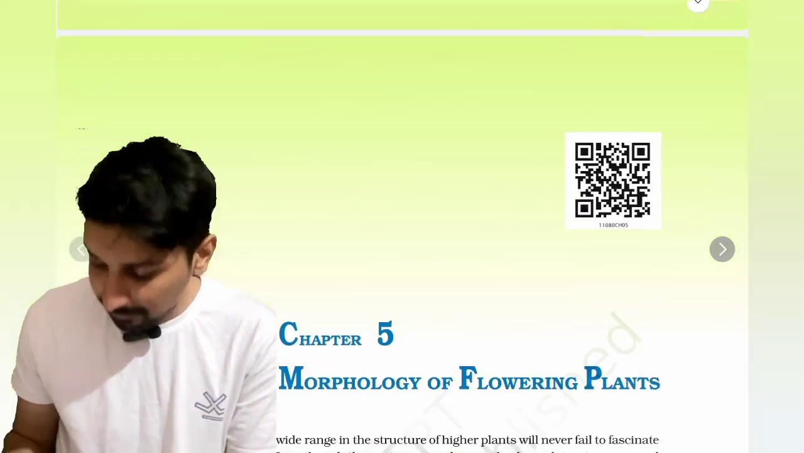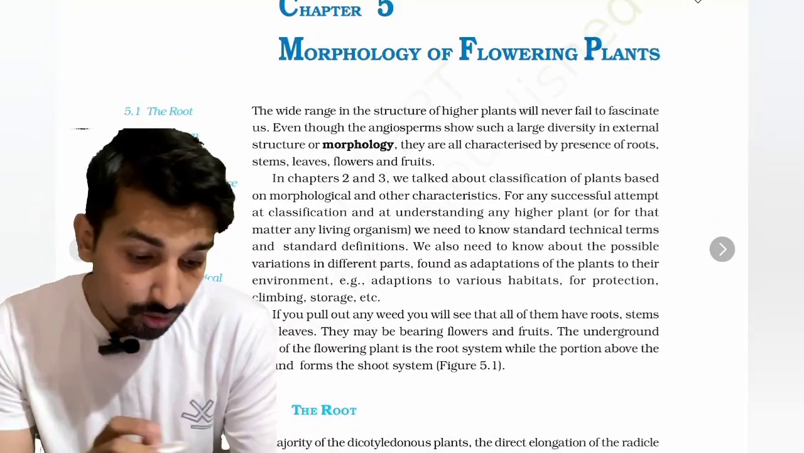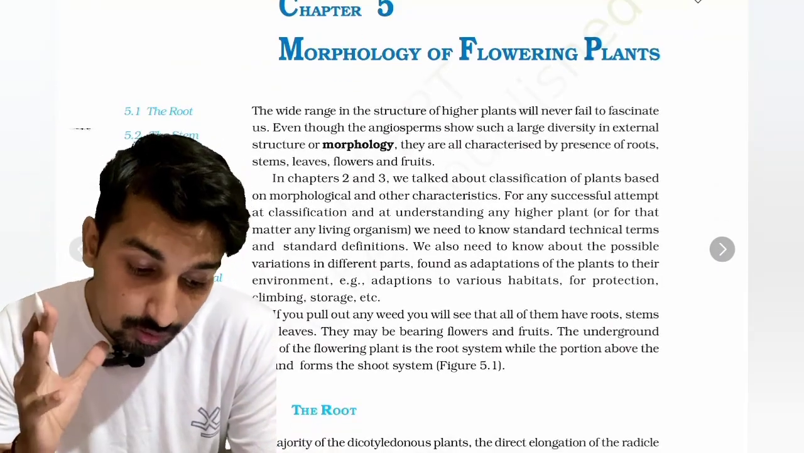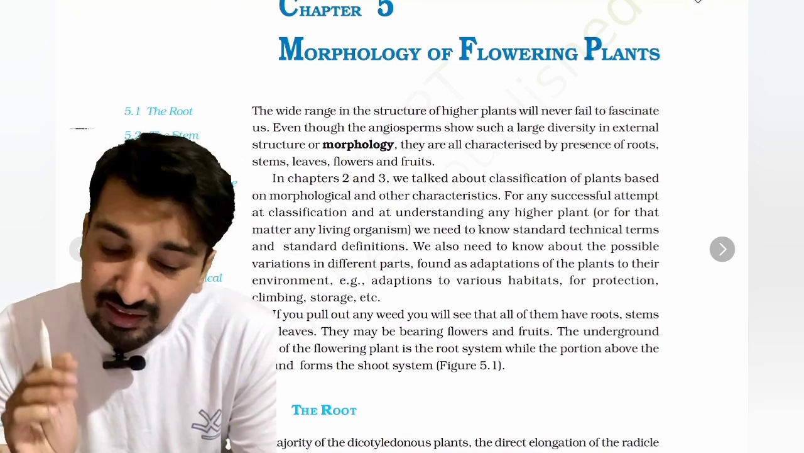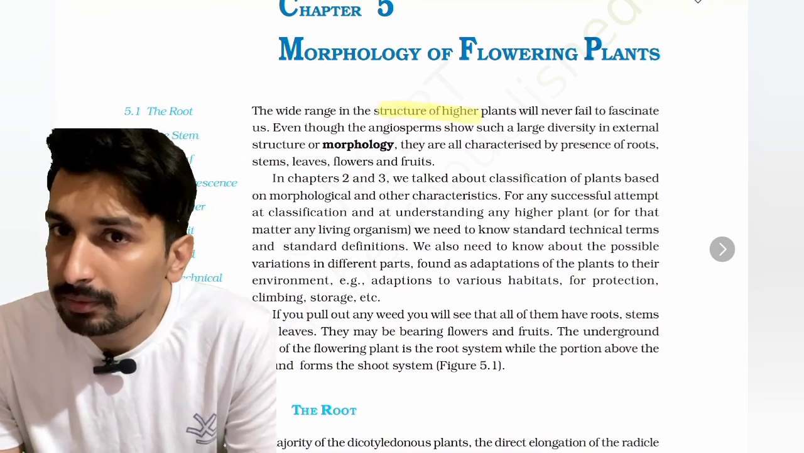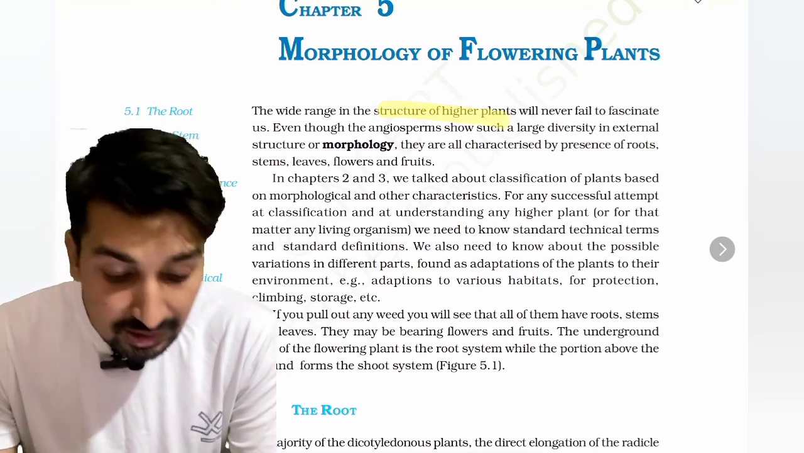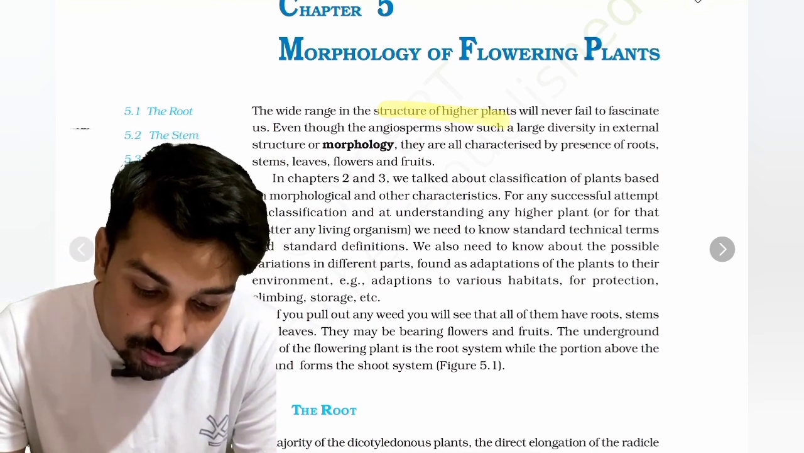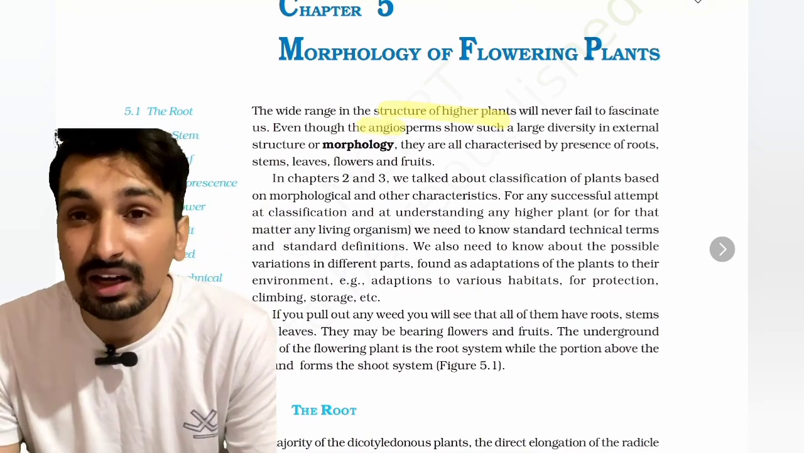Chapter number 5, that is morphology of flowering plants. The wide range of structures of higher plants will never fail to fascinate you. There are so many wide ranges of plants. It is always going to fascinate us. You are going to study about angiosperms. You are going to study about structure and morphology.